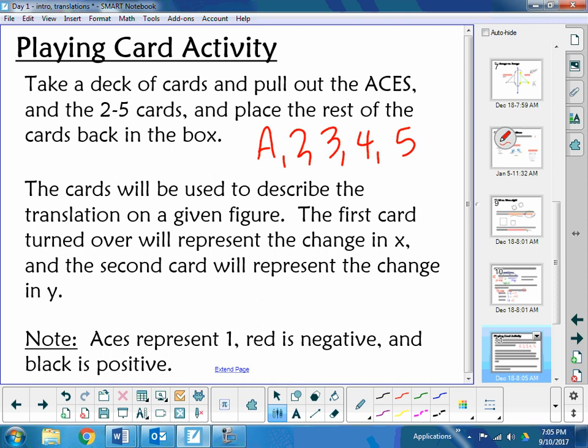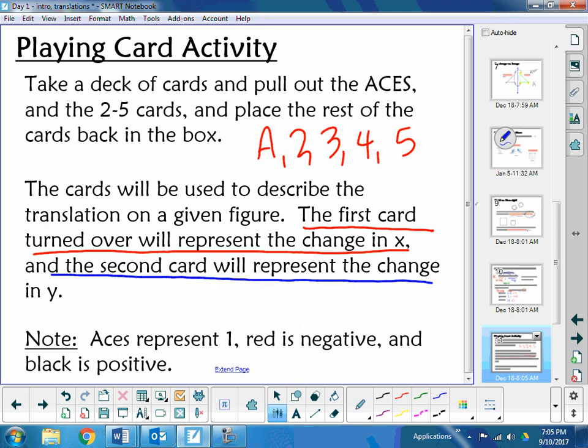You're going to flip over two cards. The first card will represent the change in X, and the second card is going to represent the change in Y. Aces are going to represent 1s. A red card is negative, and a black card is positive.